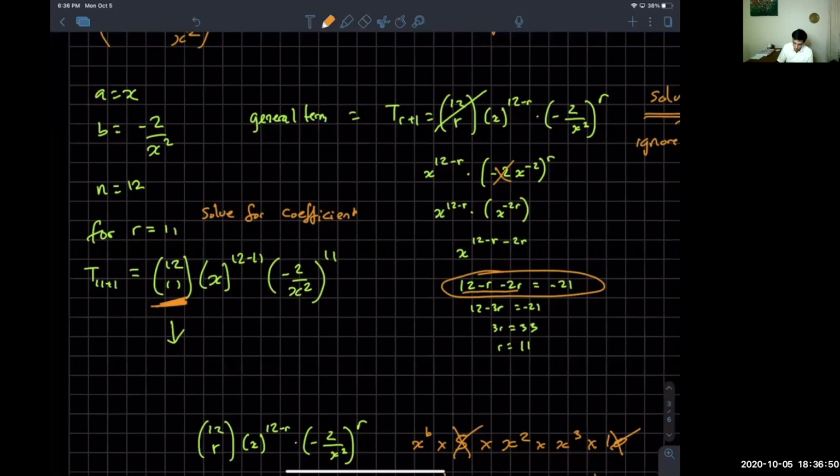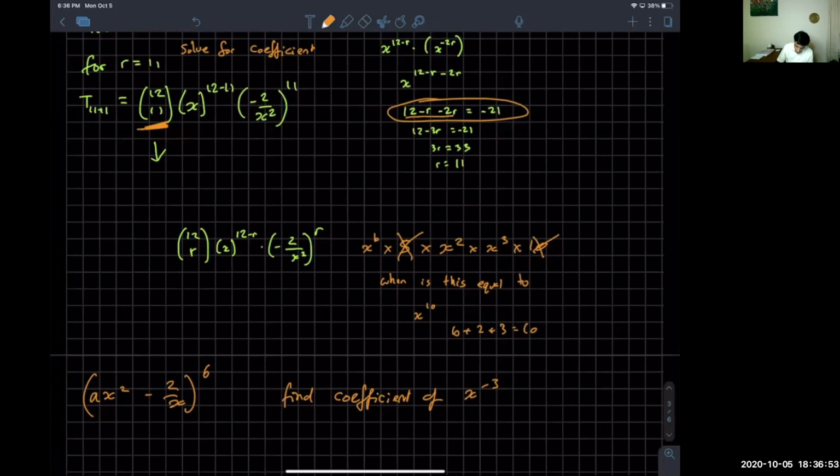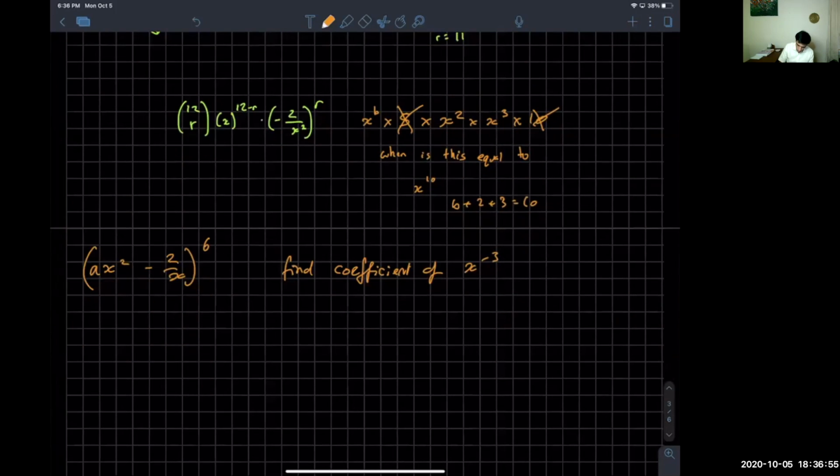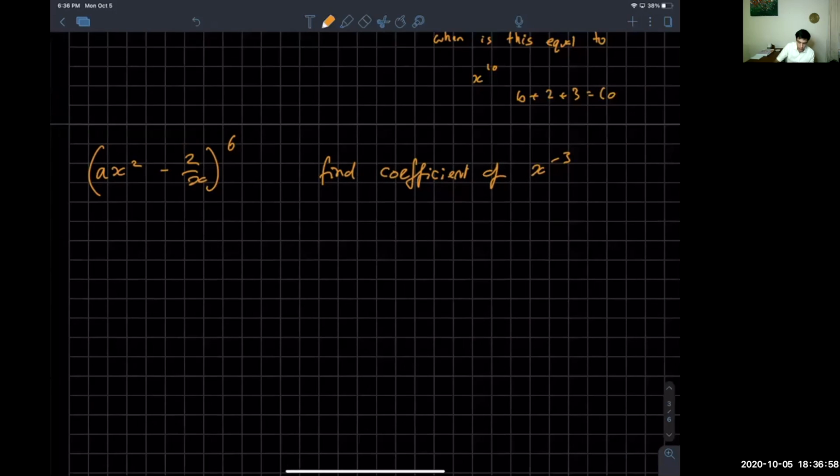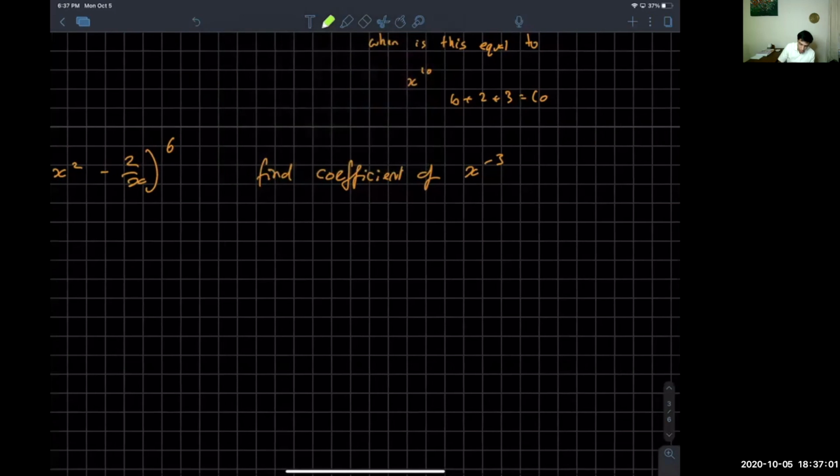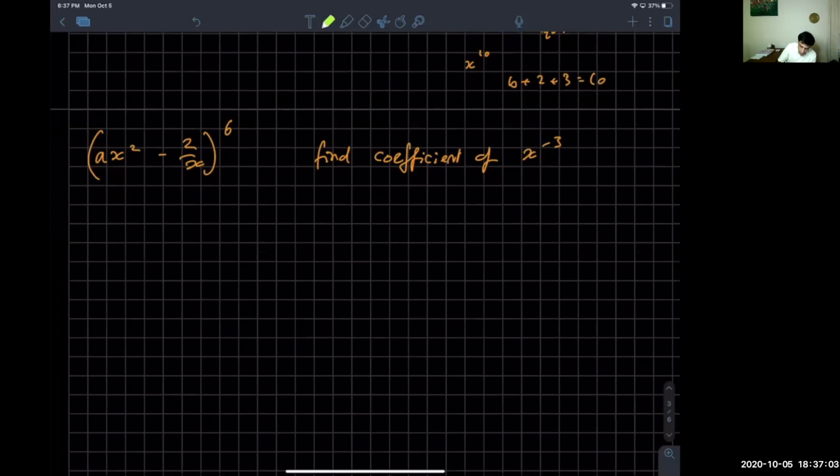Okay. Let's do more practice. Let's do one more. This one might make it easier. So this question, again, is the same as the one before. We have an x squared term here and an x term here. This is tricky because these two will multiply with each other in the expansion. So we want to see what is the coefficient of x to the power negative 3. So f of r equals negative 3. Essentially, the exponents should equal negative 3, okay?